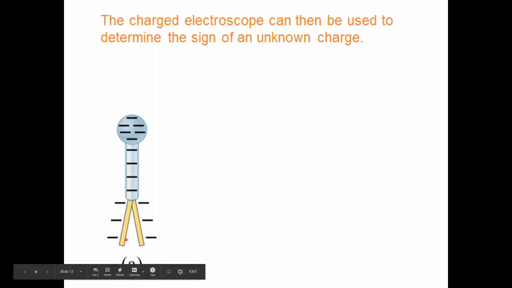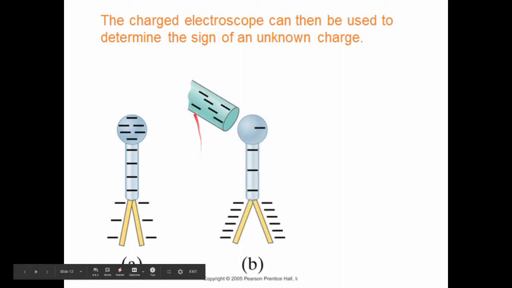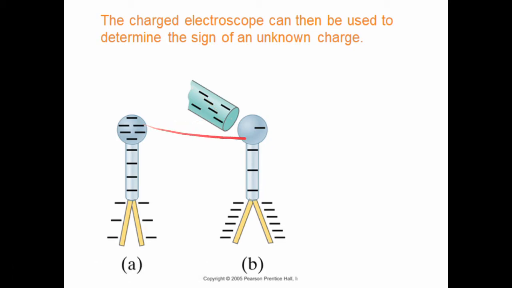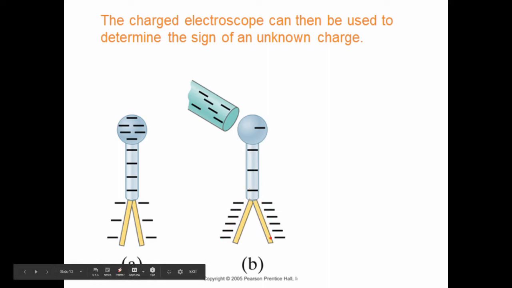If I have negative charges close together, they will actually repel away from each other. If I bring another negatively charged object nearby, it will take all the negatives that were up here and push them away down into the leaves. So the leaves will now become more negatively charged and they will repel out even further.